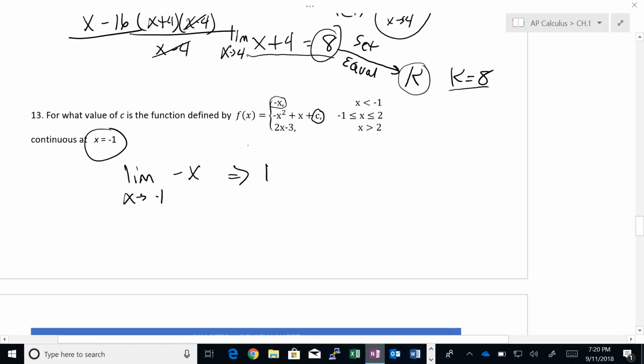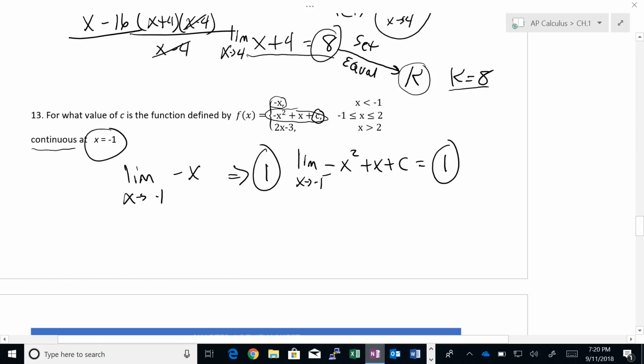Now let's approach negative 1 from the right. And if you notice, it's all the x's just past negative 1. I have to use this expression right here. So negative x squared plus x plus c. And remember, if it's going to be continuous, the limit as I approach negative 1 has to be 1. They have to be equal to each other. Okay? So this is approaching negative 1 from the right. This one's approaching negative 1 from the left.